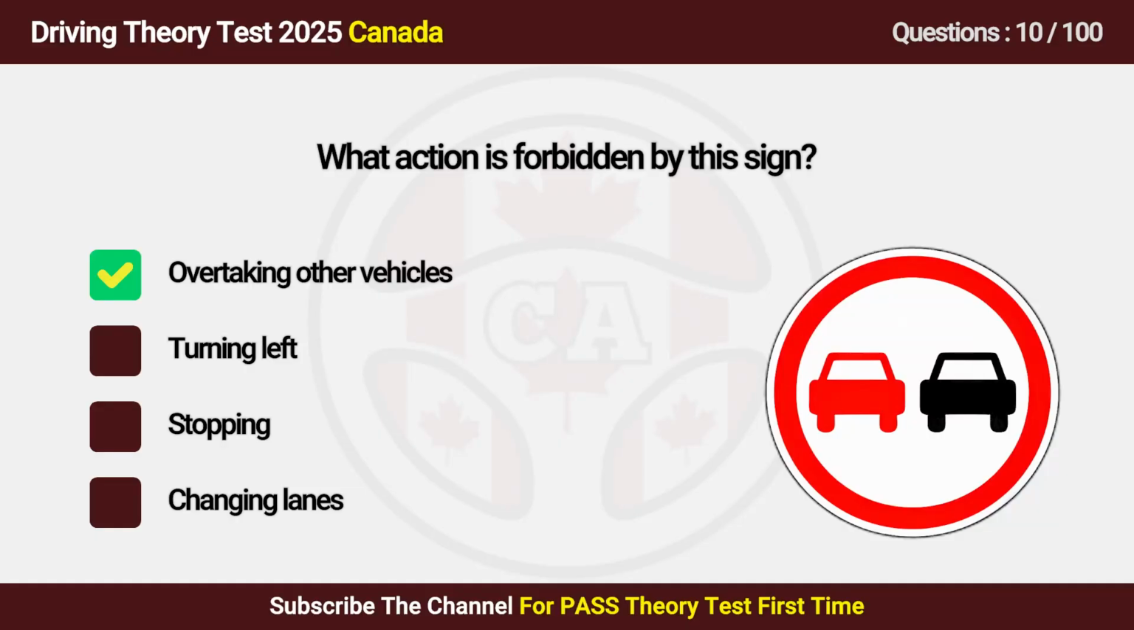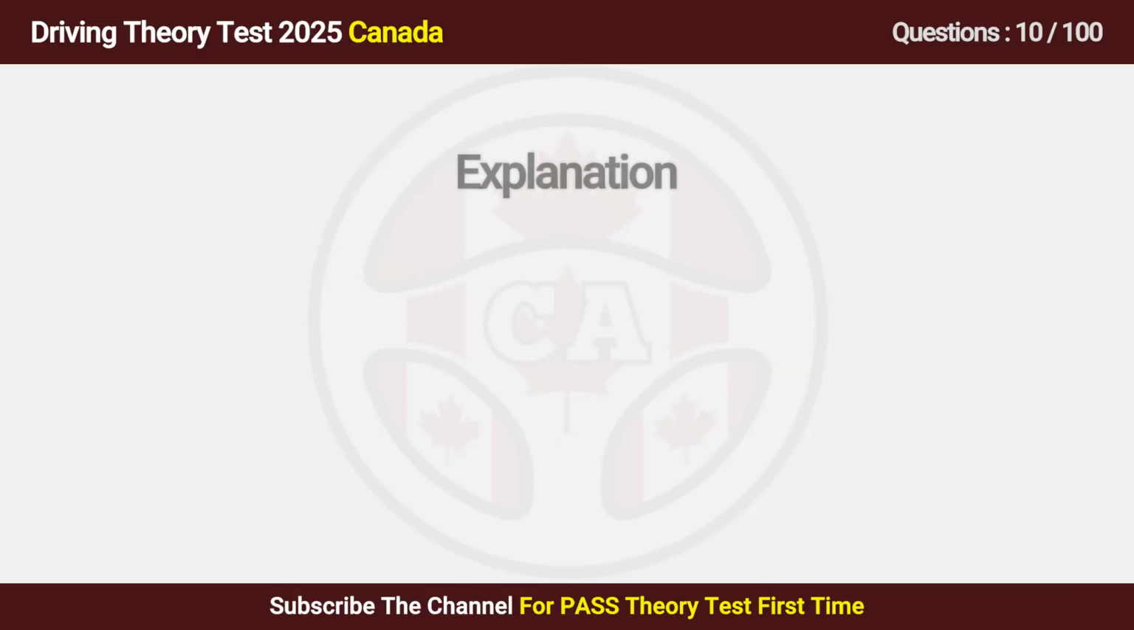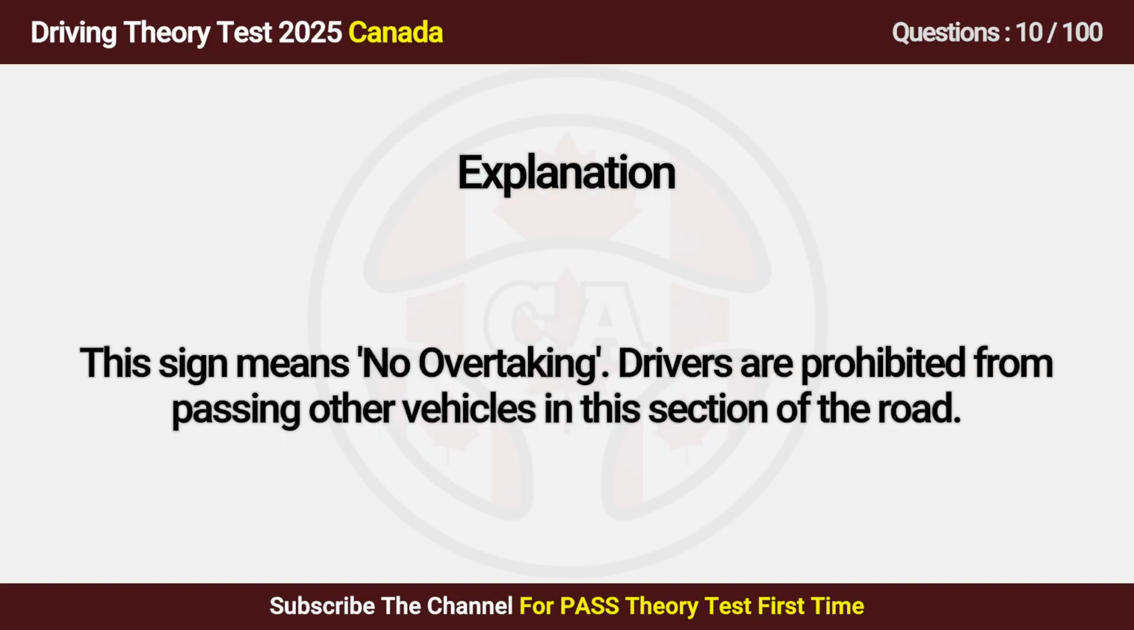Answer is A. Overtaking other vehicles. This sign means no overtaking. Drivers are prohibited from passing other vehicles in this section of the road.